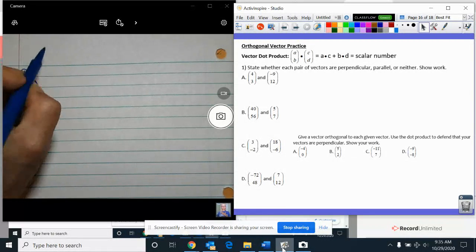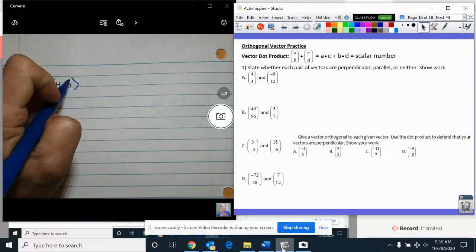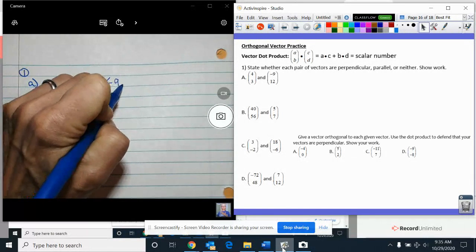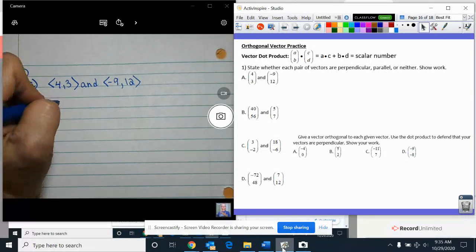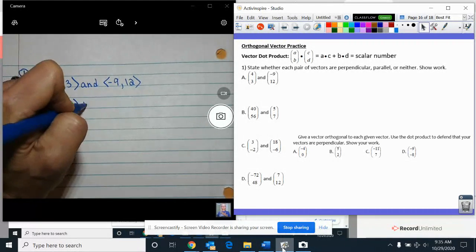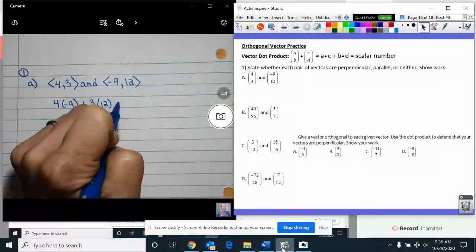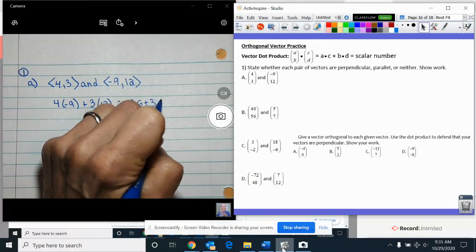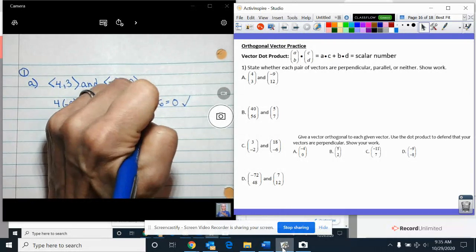Looking at the vectors in A, we have 4, 3, and -9, 12. The dot product between the two would be 4 times -9 plus 3 times 12. That arrives at -36 plus 36, which is 0. So they are orthogonal.